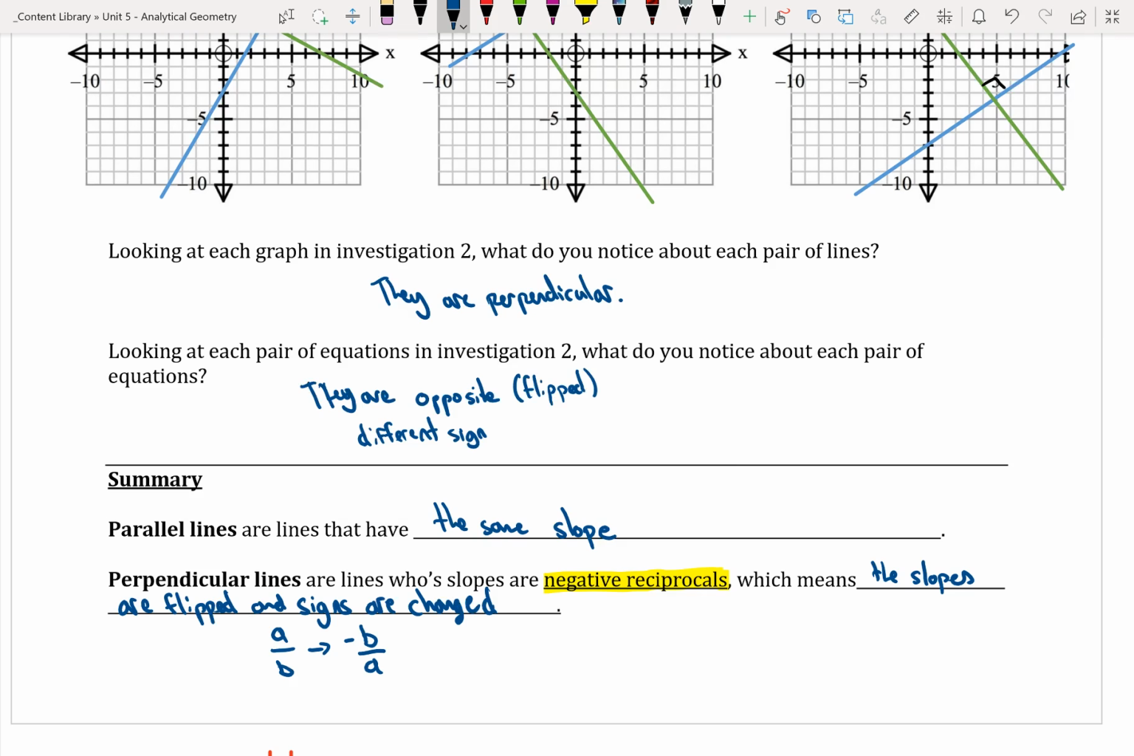So what you should get out of this note is the understanding of what parallel lines are and how they relate to each other in terms of the equation of a line. And again, what perpendicular lines are and how they relate in terms of their equation of a line. And it's all done by looking at the slopes.